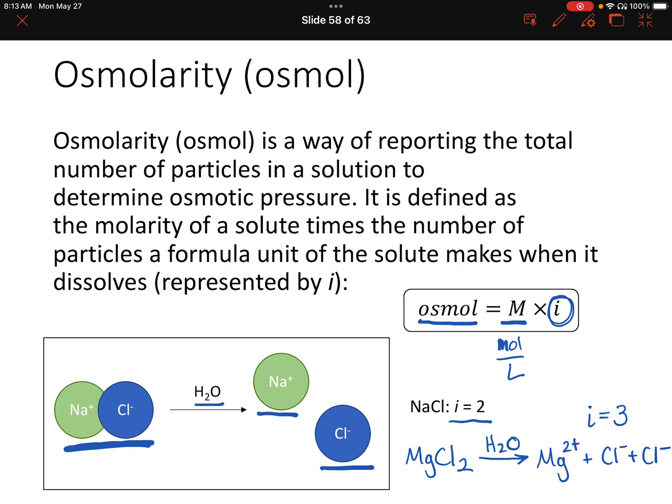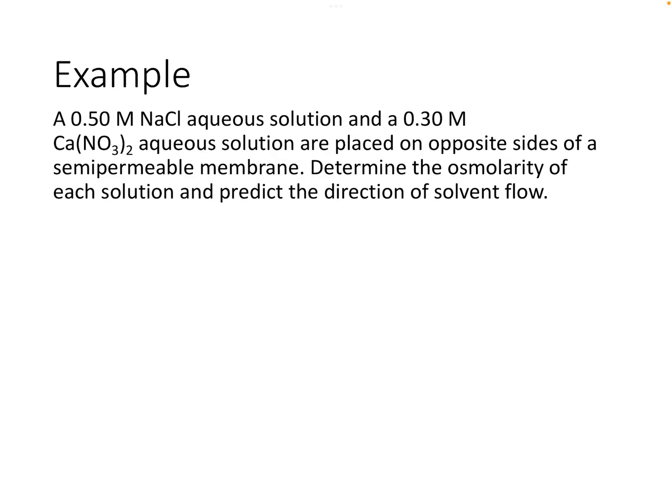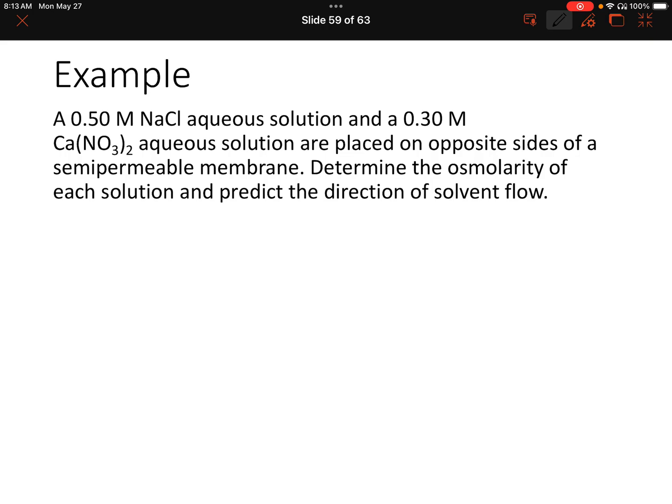Let's do an example problem where we use this osmolarity. Let's say we have a 0.5 molar sodium chloride solution and a 0.3 molar calcium nitrate solution, and they're placed on opposite sides of a semi-permeable membrane. Let's draw a picture, because I think that's always helpful for these types of problems. We've got our beaker, we've got our semi-permeable membrane. And remember, the semi-permeable membrane only allows water to pass through. So the solute, the ionic compounds or the ions, cannot pass through that membrane.